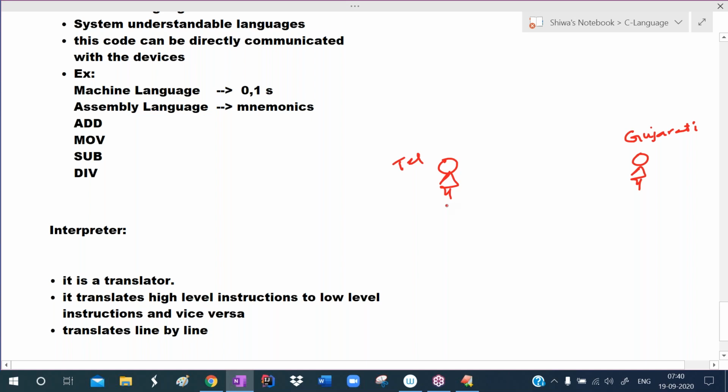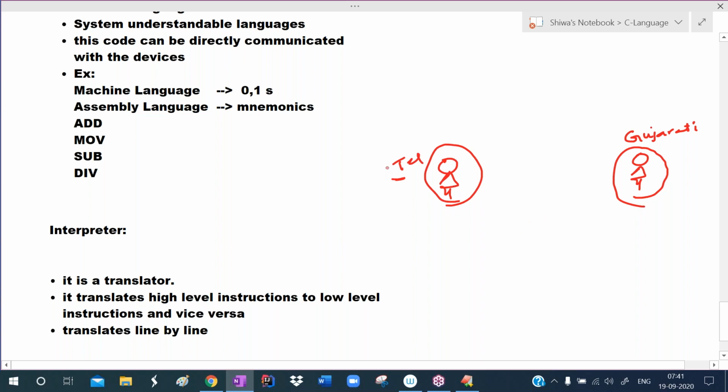So the first person knows only one language, Telugu. The second person knows only one language, Gujarati. Now they want to communicate with each other. But communication is not possible, because this person knows only Telugu. If this person says something, the Gujarati person cannot understand it. If the Gujarati person says something in Gujarati, the Telugu person cannot understand it because he doesn't know Gujarati. So a communication problem is occurring here.